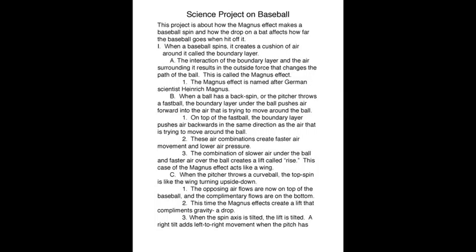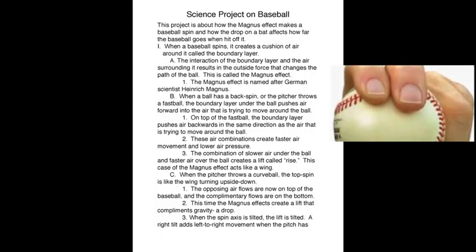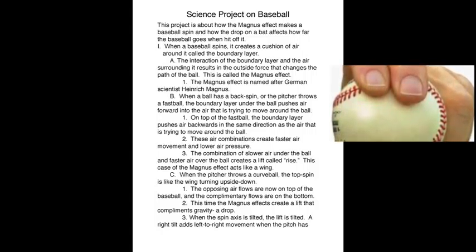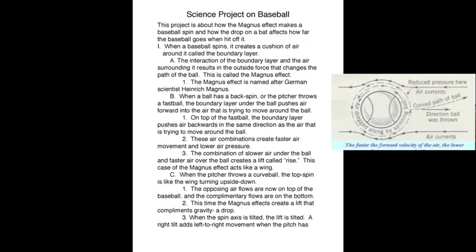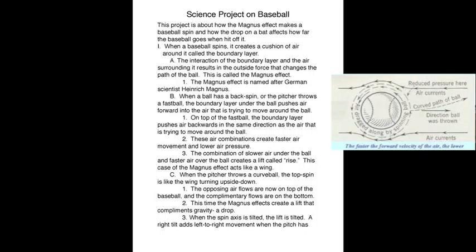When the pitcher throws a curveball, the topspin is like the wing turning upside down. The opposing air flows are now on top of the baseball, and the complementary flows are on the bottom. This time the Magnus effect creates a lift that complements gravity: a drop.